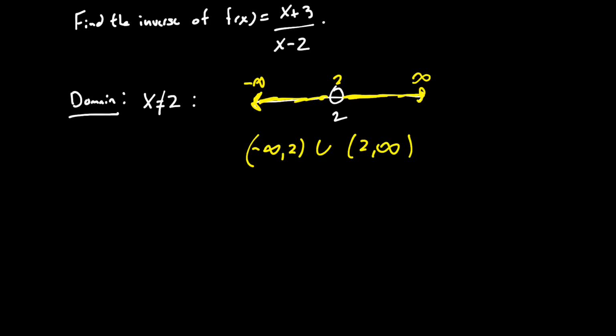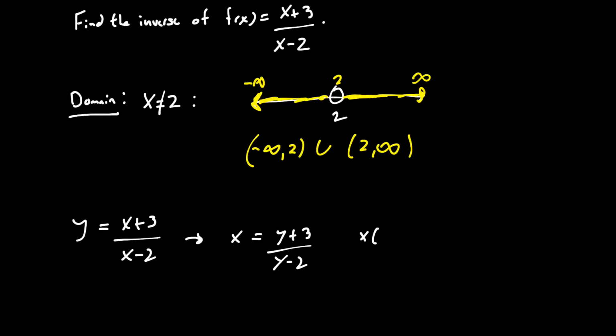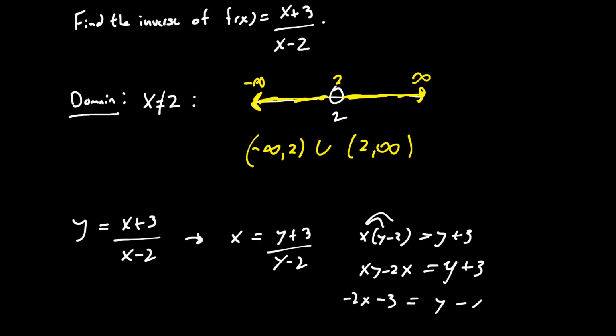Now let's find the inverse. We'll rewrite our function. y is equal to x plus 3 divided by x minus 2. Switch the x and y's, and we'll get x is equal to y plus 3 divided by y minus 2. And then we need to go ahead and solve for y. So multiply both sides by y minus 2, and we'll get x times y minus 2 is equal to y plus 3. Multiply our x across, and we'll get xy minus 2x is equal to y plus 3. Subtract xy on both sides and subtract the 3 on both sides. We'll get negative 2x minus 3 is equal to y minus xy.